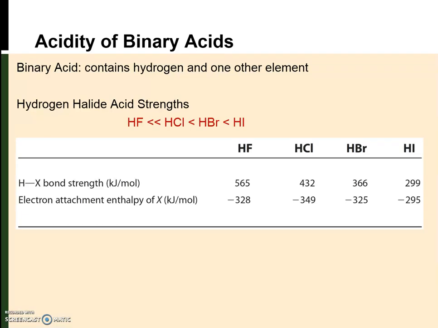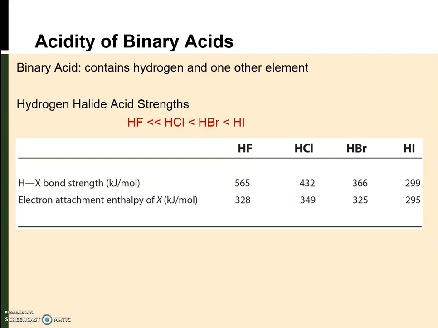So in order to explain this trend, we want to look at the HX bond strength and the electron attachment enthalpy. Now we can see that the HF bond strength ends up decreasing moving down the group. So HF has the strongest bond, HI has the weakest bond. And we can explain this in terms of the orbitals that actually have to overlap in order to form these bonds.